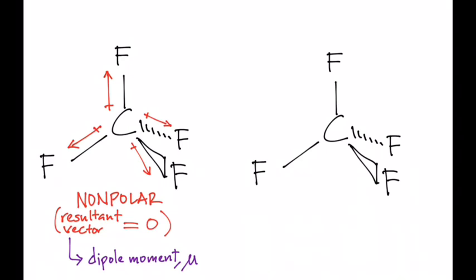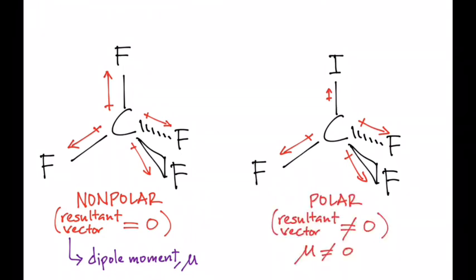Now, what if we replace one of these fluorine atoms with a less electronegative atom? Let's say, for example, iodine. Iodine is a less electronegative atom, so when you draw the polar vectors, they would be pointing towards fluorine. And we have this tiny little polar vector here because the difference in electronegativity between carbon and iodine is very small. When you add the polar vectors together, you have a non-zero resultant vector. So in other words, this molecule is going to be polar.